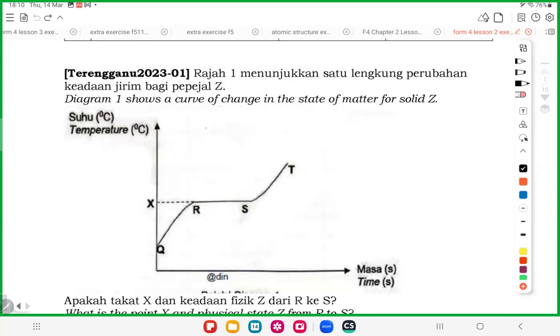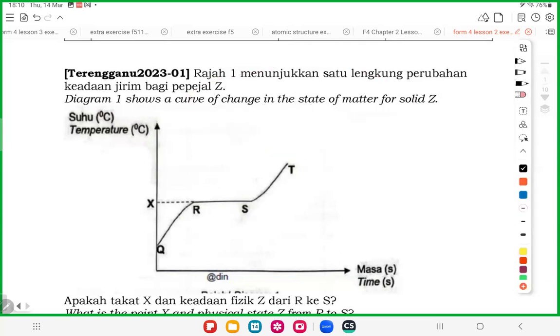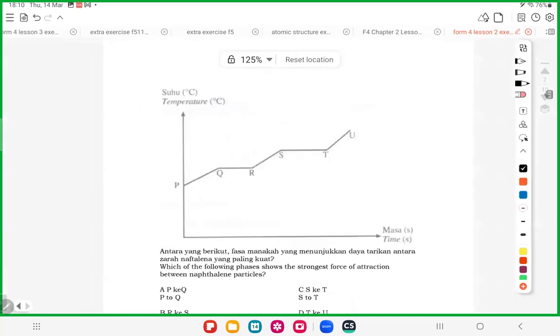No, I say maximum two staircases. I didn't say that it must be two staircases. Understand? It can be one staircase. It also can be two staircases. So that's it, like this.